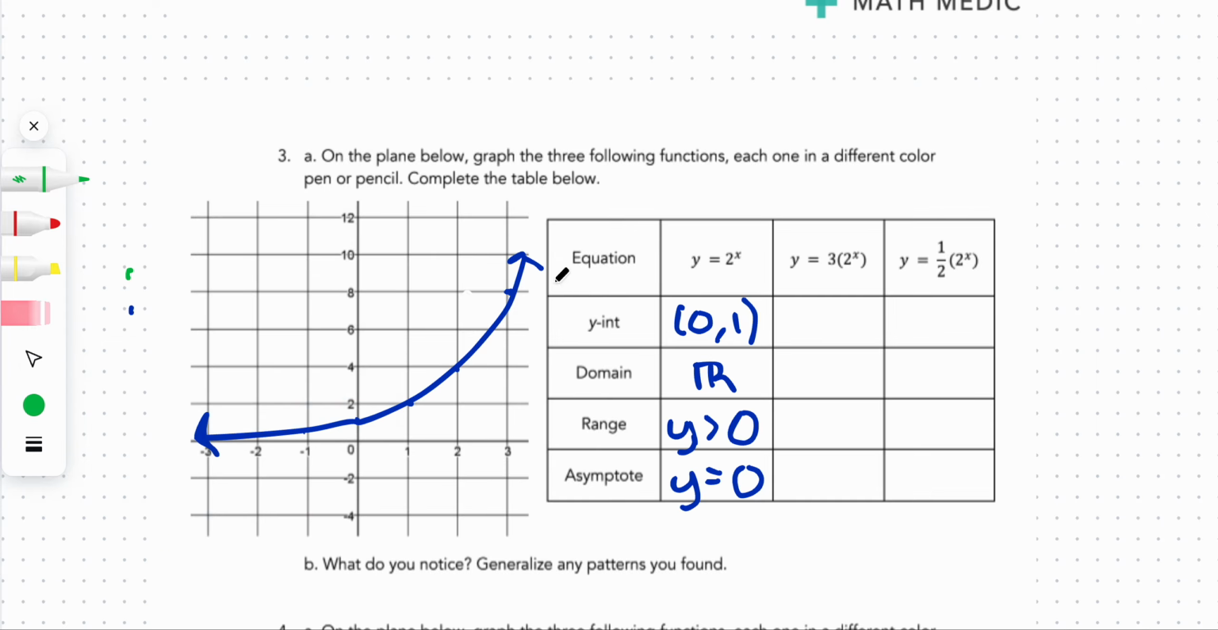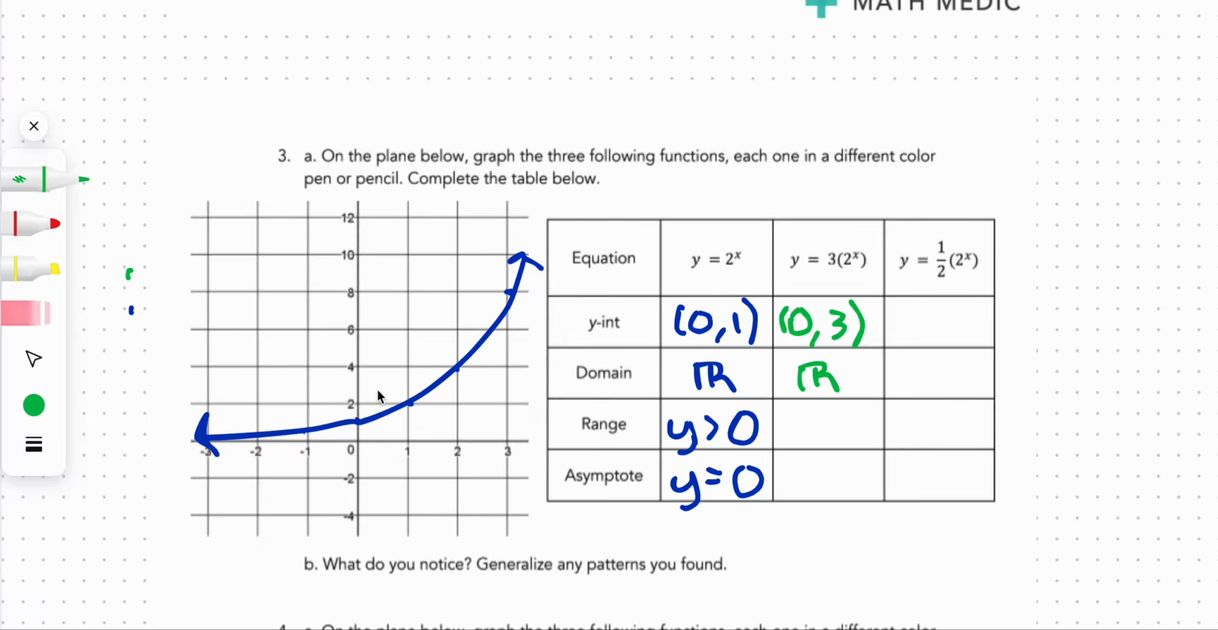Now, let's look at this next one. Now we have this number out front. If you look at the equation I said before, y equals a b to the x. Now we have a 3 out in front. So let's see what that does. Let's plug in 0 for x to find the y-intercept. 2 to the 0th power is 1 always, and then we multiply by 3. So now we have 0, 3. That's really important. Can we still raise 2 to any power we want? Yeah. So our domain is going to be all real numbers.